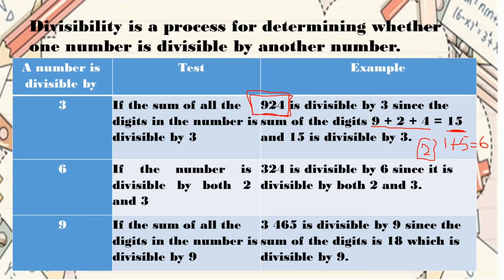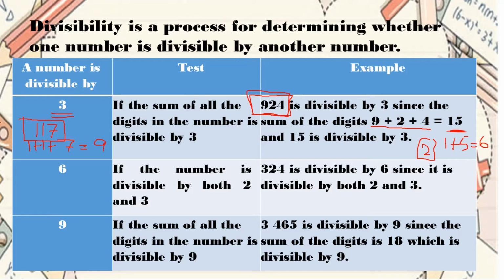So another example. So let's have 117. Is this divisible by 3? Or how are we going to check? So 1 plus 1 plus 7 is equal to 9. Is 9 divisible by 3? Yes, because if we divide 9 by 3, it is equal to 3, which is a whole number. And then, the number 117 is divisible by 3.